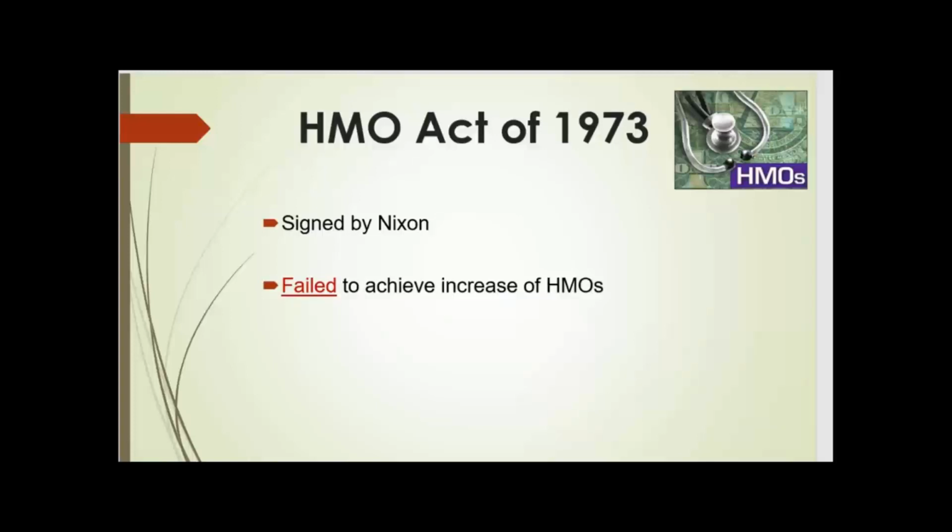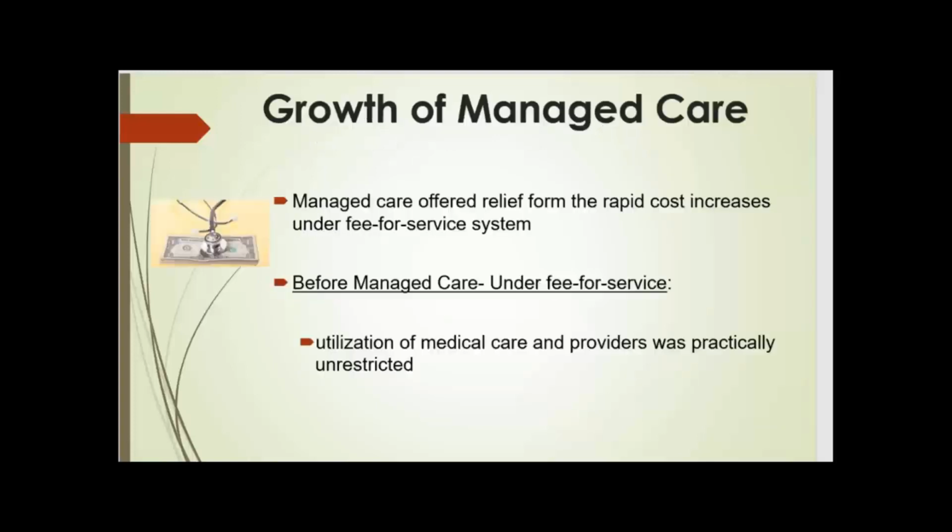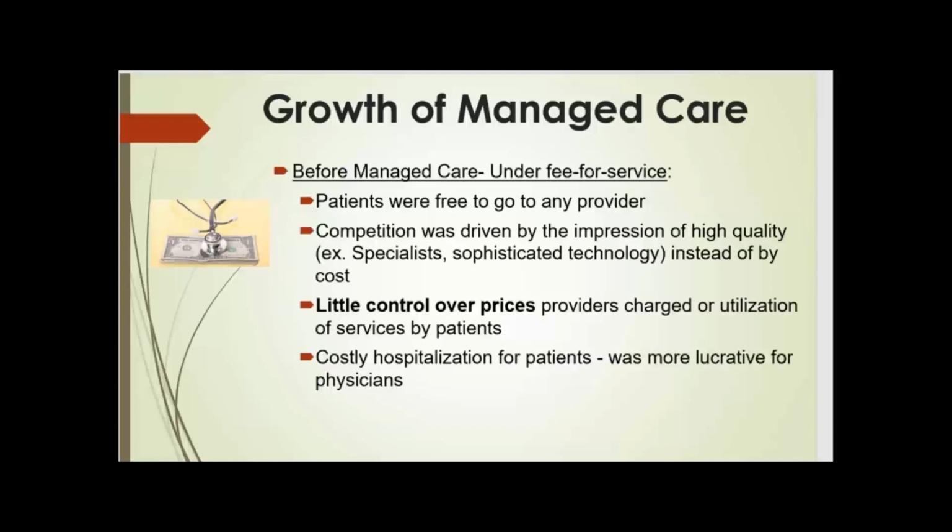And now I want to talk a little about the growth of managed care. Now, there were flaws in the fee-for-service, also known as indemnity insurance, which was actually preferred by providers. But with managed care, it offered relief from the rapid cost increases under the fee-for-service system. So before managed care, under the fee-for-service system, we had uncontrolled utilization. Now let me go to the next slide before I get any deeper, talking about the flaws of the system.